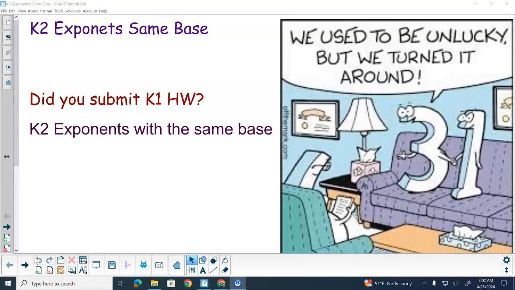Again, today we're going to be doing K2, which is exponents with the same base. Tomorrow we'll be talking about power property. Thursday we'll be doing some individual whiteboard practice and taking a formative.